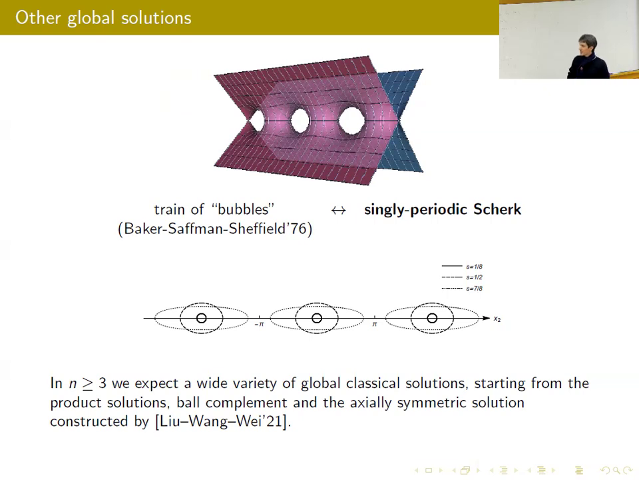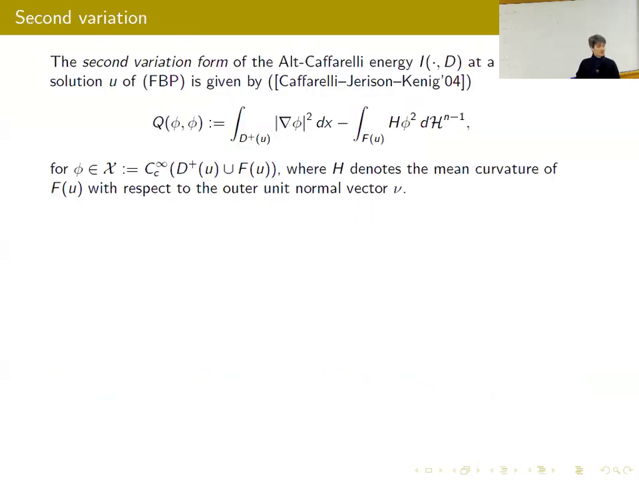So then you turn to the variational approach to studying this problem. The second variation of the Alt-Caffarelli energy is given by this form here. It has a Dirichlet term, which is a bulk integral over the positive phase, and the other part of it is a boundary integral over the free boundary. So already you get two very interesting terms of different nature in the second variation form.